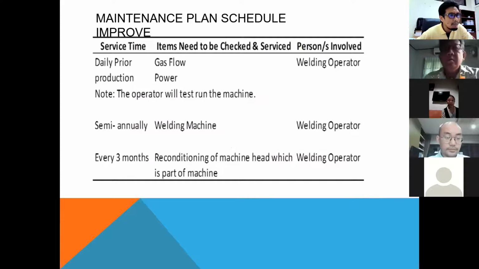So the next is about the maintenance plan schedule. The planned or scheduled maintenance is a list of predetermined maintenance actions carried out at regular time intervals that are aimed at the prevention of breakdowns.